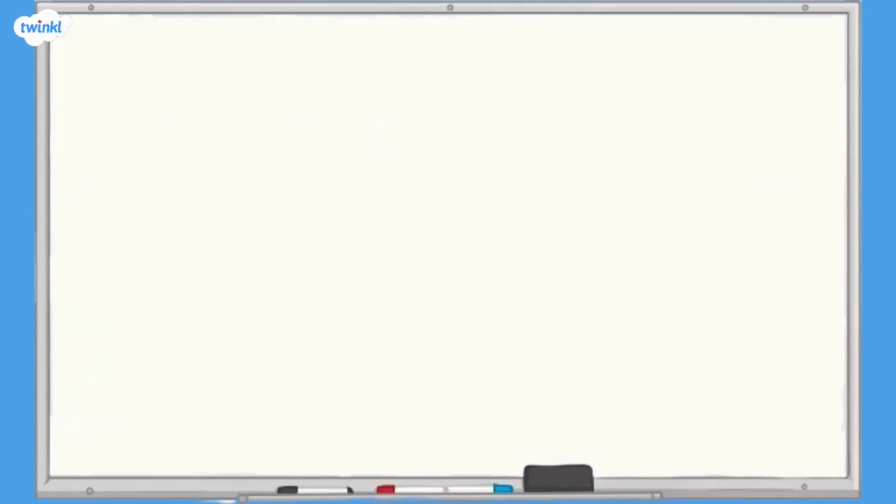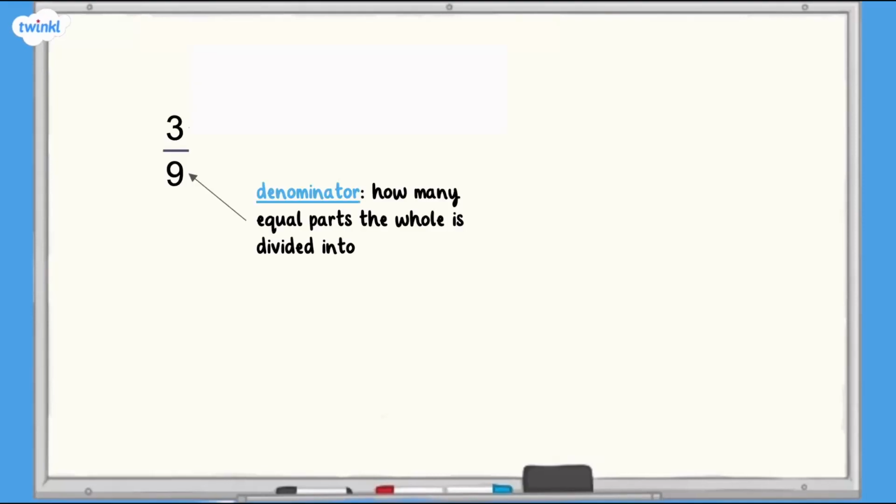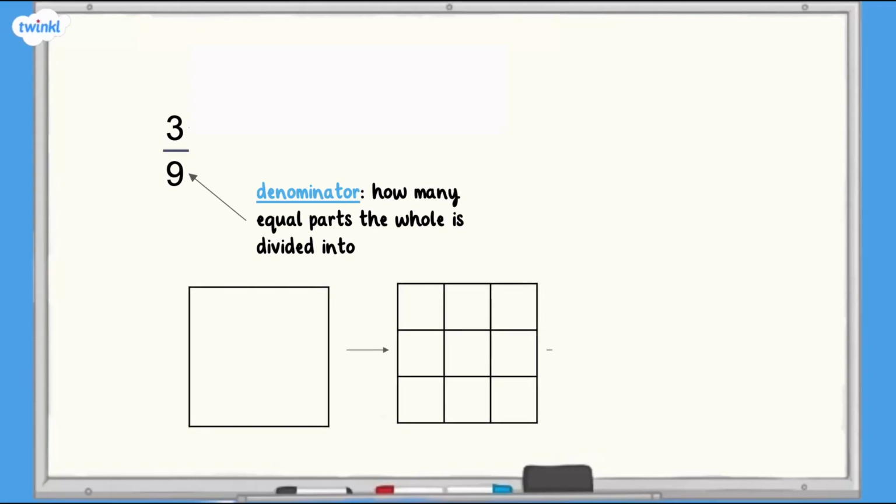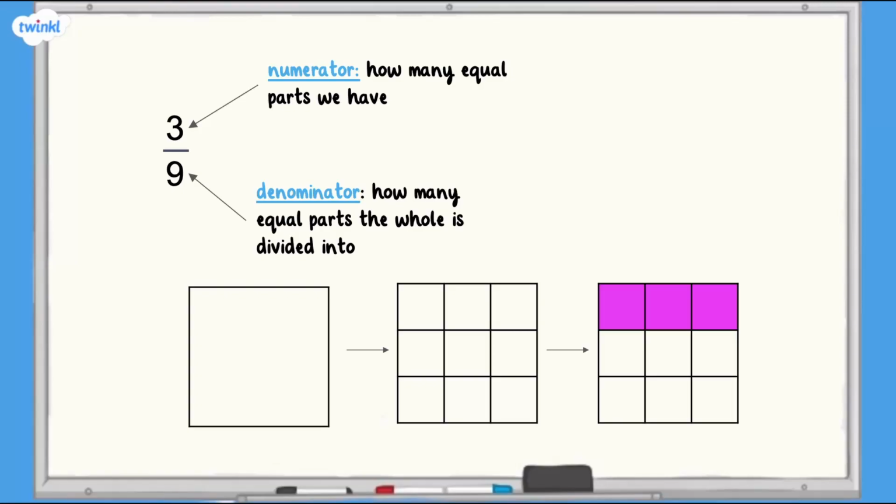Let's have a reminder about fractions vocabulary. The denominator is the number on the bottom of the fraction. It tells us how many equal parts the whole is divided into. The numerator is the number on the top of the fraction. It tells us how many equal parts we have. So for 3/9, the whole has been divided into 9 equal parts and we have 3 of them.